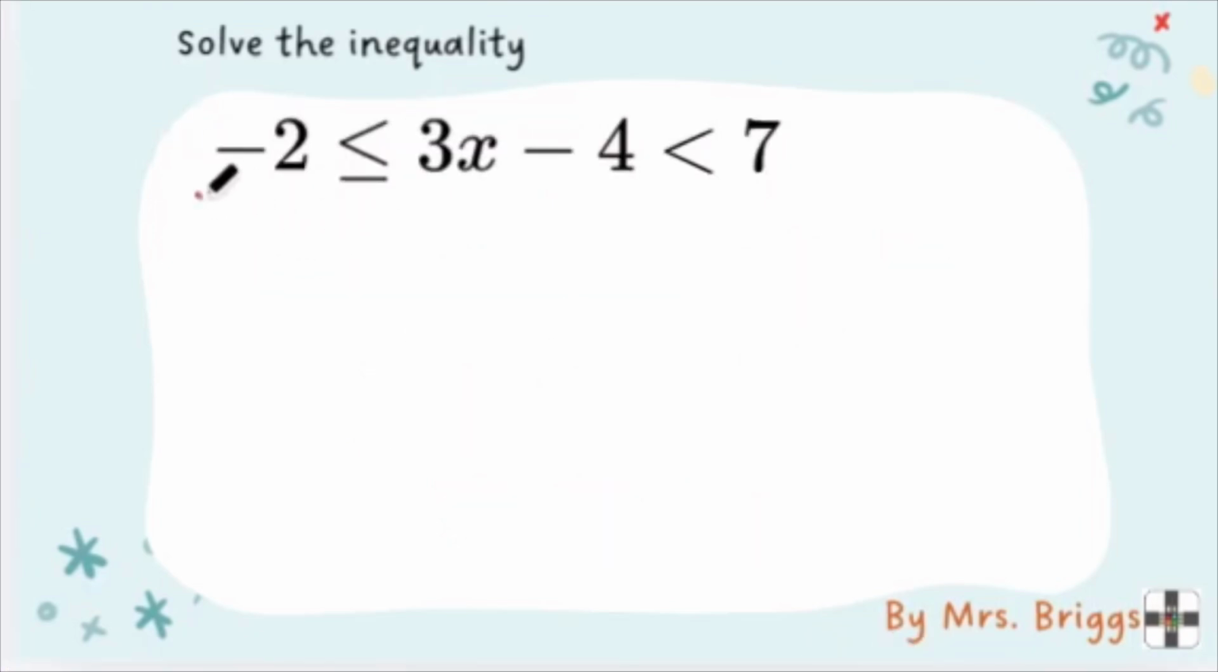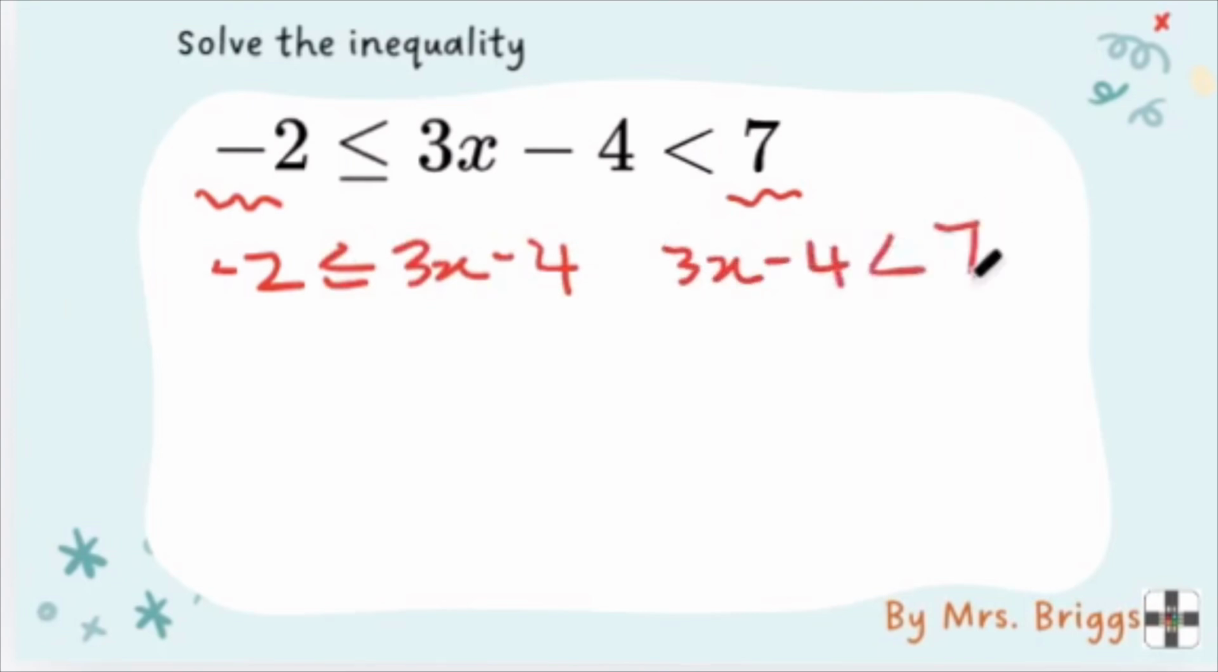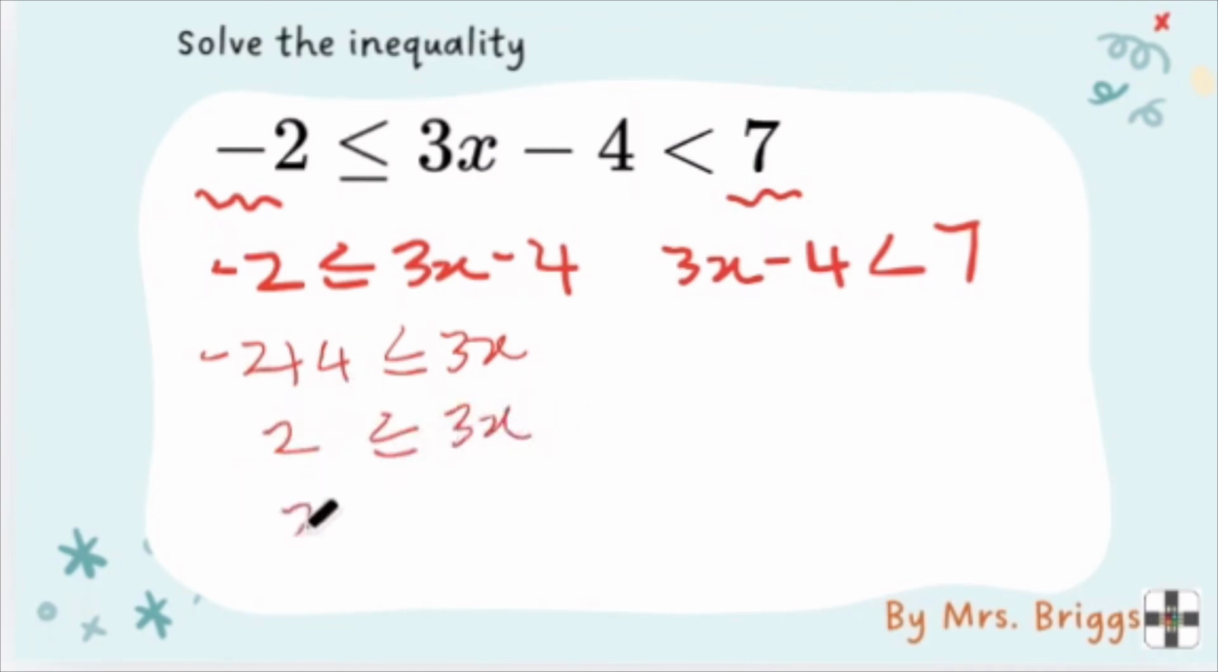And here we've got a special one which has boundaries, from one end, with something in the middle, to the other end. What we can do here is split these up into two separate inequalities. So you have minus 2 is less than or equal to 3x minus 4, and 3x minus 4 is less than 7. Then we would have minus 2 plus 4 less than or equal to 3x. Minus 2 plus 4 is 2, less than or equal to 3x. And if we divide both sides by 3, then 2/3 would be less than or equal to x.